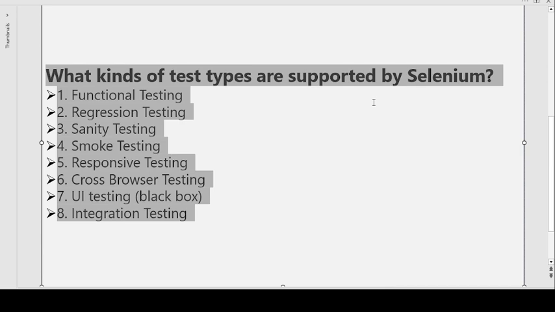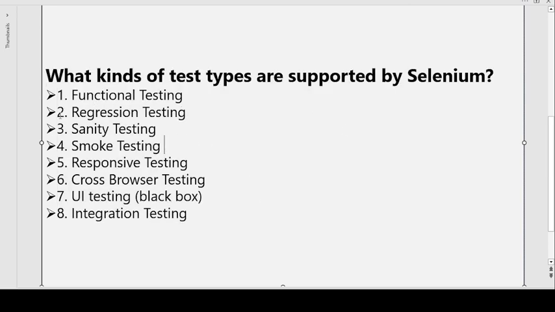Today's topic is what kinds of test types are supported by Selenium. These are the test types supported by Selenium, which include functional testing, regression testing, sanity testing, smoke testing, responsive testing, cross browser testing, UI testing, integration testing. So these are the types. Primarily, Selenium is used for functional testing.